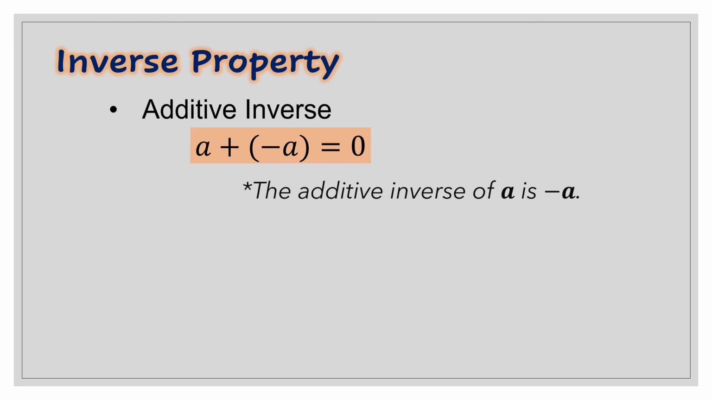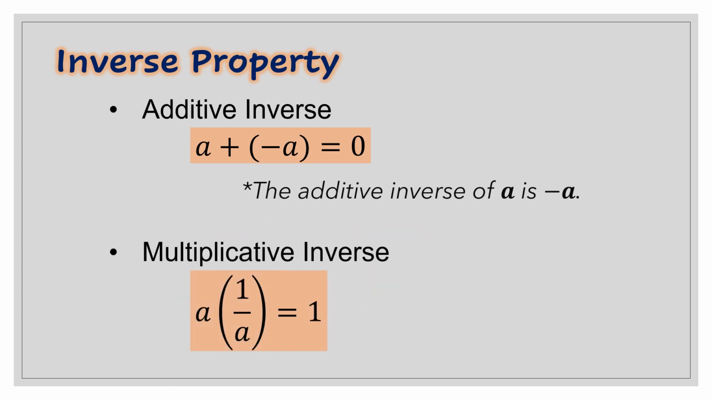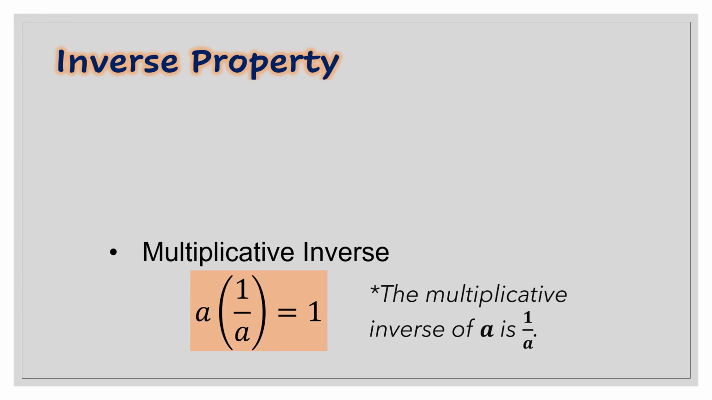So, kung meron akong 10, ang additive inverse nito ay negative 10. Kung meron akong negative 4, the additive inverse is positive 4. Okay, meron din tayong multiplicative inverse. This is also known as reciprocal. Pag sinabi mong reciprocal, ito yung binabaliktad yung numerator and denominator.